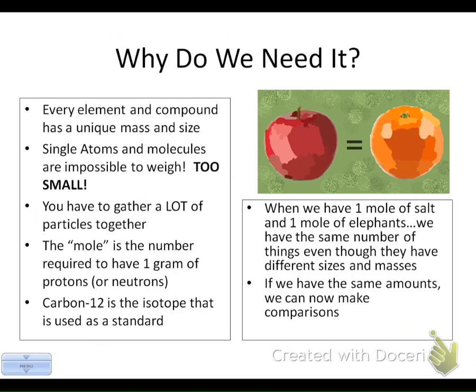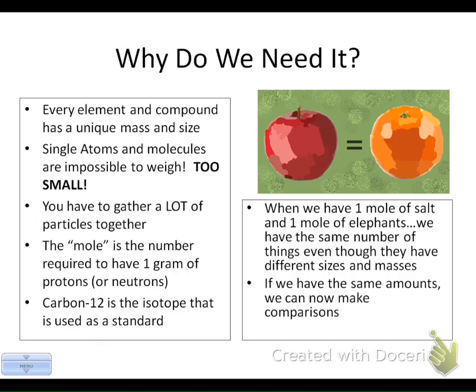Well, why do we even need the mole or a unit to count with? Well, it's to make comparisons in chemistry. Not every element, not every compound has the same size and mass. They're all different in their own way. So when we want to compare the masses of reactants to do a reaction, we have to know more than just the mass. We have to know the exact number of things that we have to line up to do a reaction. It's impossible to get the mass of an atom or a molecule because they are way too small for any measuring device we have to measure.